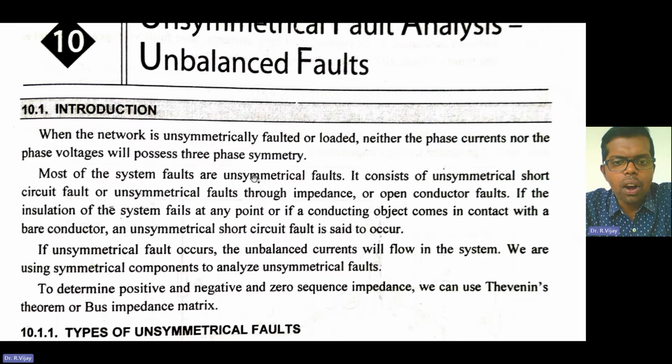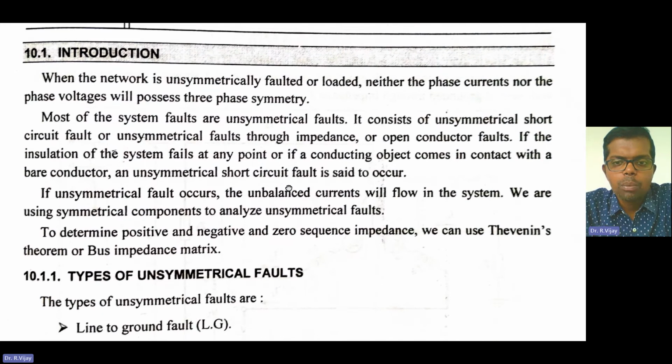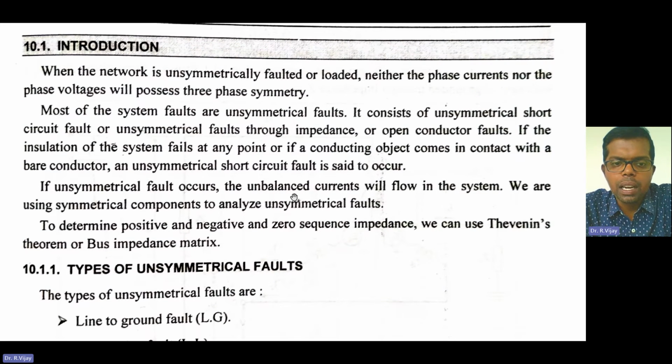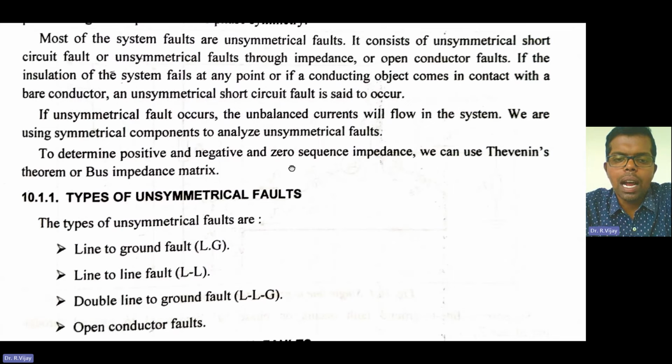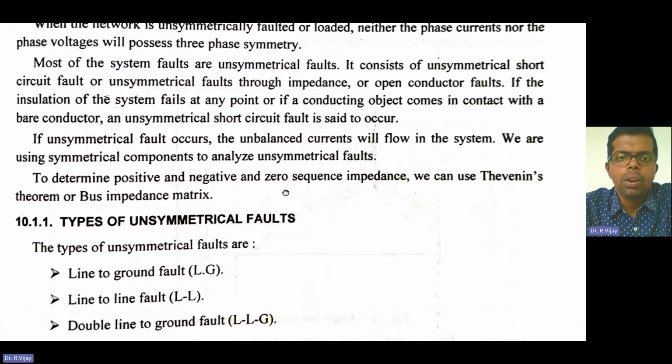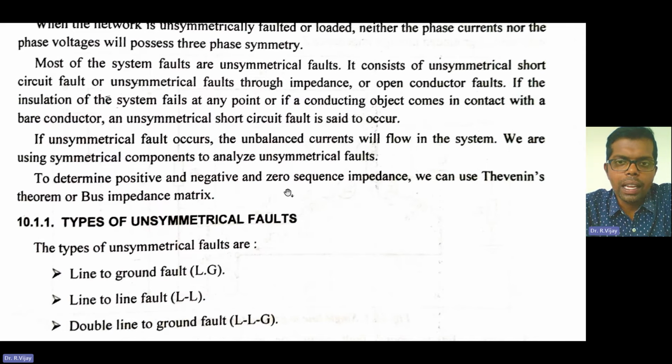Sometimes the voltage will follow the three-phase symmetry, as we have seen in our previous classes. Most of the system faults are unsymmetrical faults, because an unsymmetrical fault is nothing but your line to ground fault, line to line fault, double line to ground fault, and open conductor faults. The most frequently occurring fault, as we have already seen, is the line to ground fault, around 70%. So it consists of unsymmetrical short circuit faults, unsymmetrical faults through impedance, or open conductor faults.